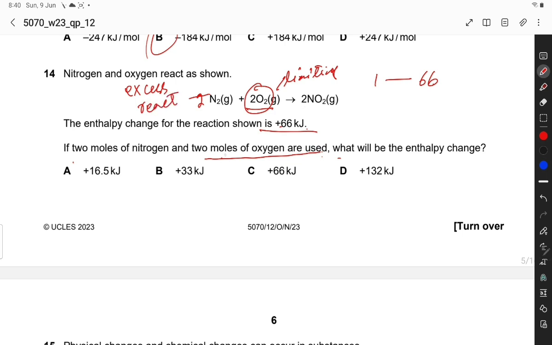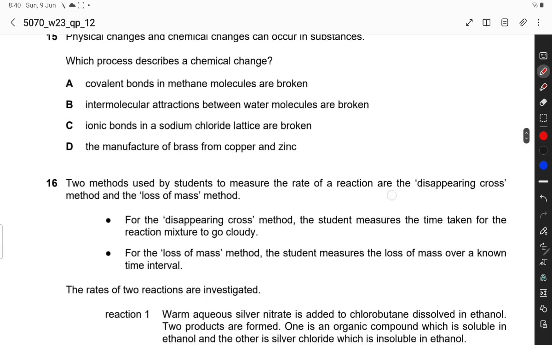So if the limiting reactants are the same, 2 moles of oxygen are used. In the reaction, 1 mole of nitrogen and 2 moles of oxygen are used, but if 2 moles of nitrogen become the excess reactant while the 2 moles of oxygen are used, oxygen is limiting. So when the limiting reagents are the same, there is no change in enthalpy change. So the enthalpy change remains the same. C is the best option.